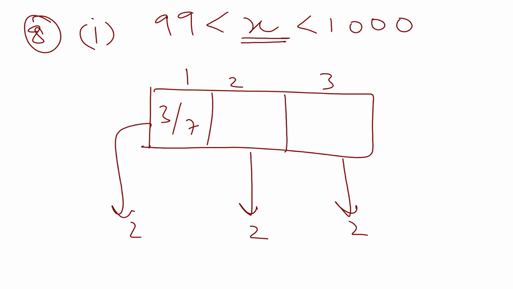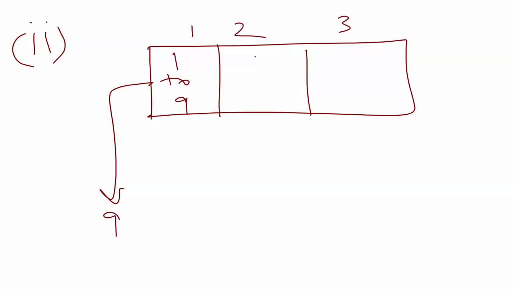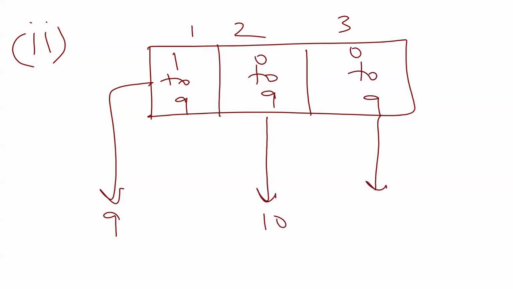Second one, there is no restriction, as in you can frame any three-digit number. So this will be from 1 to 9, 9 ways. This will be 0 to 9, 10 ways, and this also will be 0 to 9, 10 ways. So 9 into 10 into 10, 900 ways. Third part, sorry, in the third part, repetition is not allowed. So we'll solve that.